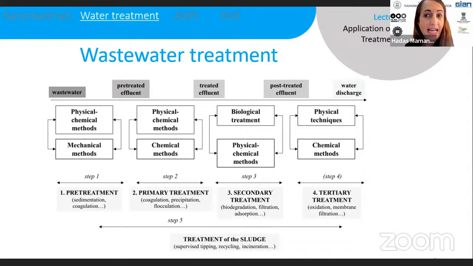Now, since advanced oxidation processes also improve the biodegradability of the effluent, in some cases there have been some studies, I would say not many, where post AOP, the wastewater went through biotreatment again.